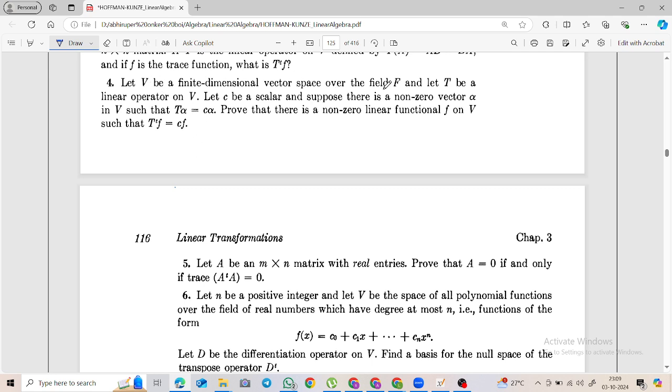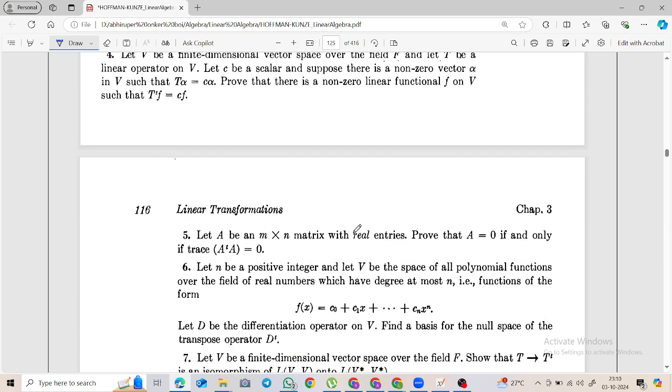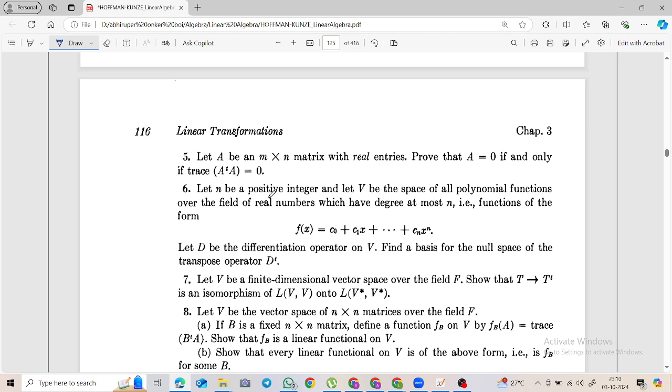Let V be a finite dimensional vector space over the field F, and T be a linear operator on V. Okay, I think you guys can do this. This is something I think we did, right? A is... wait a minute. Prove that A is 0 if and only if trace of A transpose A is 0.